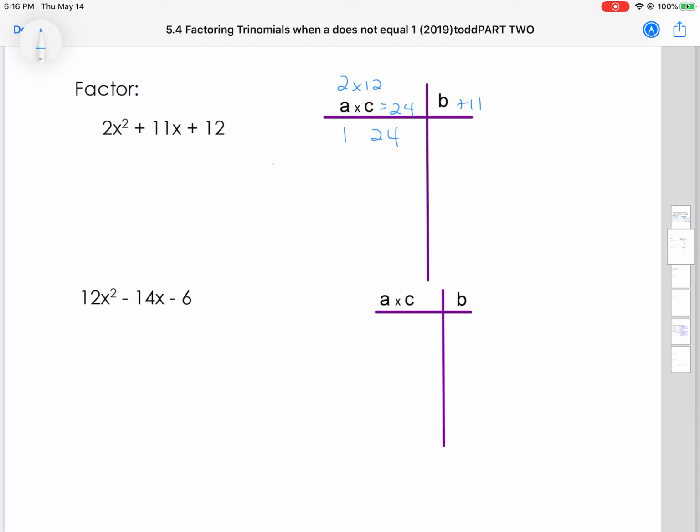So 1 and 24 makes 25, not even close to 11. 2 and 12, even with a negative, that wouldn't get us 11. 3 and 8, oh yeah, we can add 3 and 8 and get 11. So this is the factor we want to use. I just started at 1 and then stopped when I got what I wanted. So now I'm going to rewrite this term. I'm going to break it down, or decompose it. So 2x squared plus 3x plus 8x. Check: 3x plus 8x, if you simplified that, would get 11x. So we're probably good.